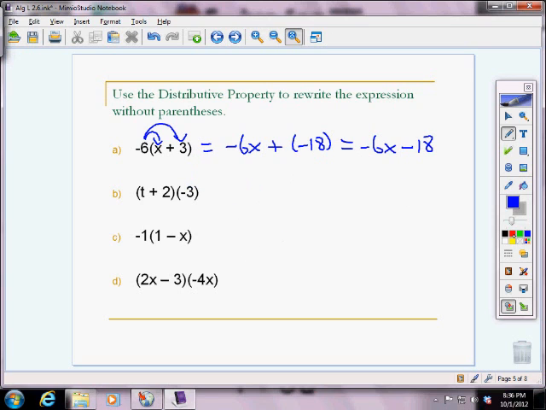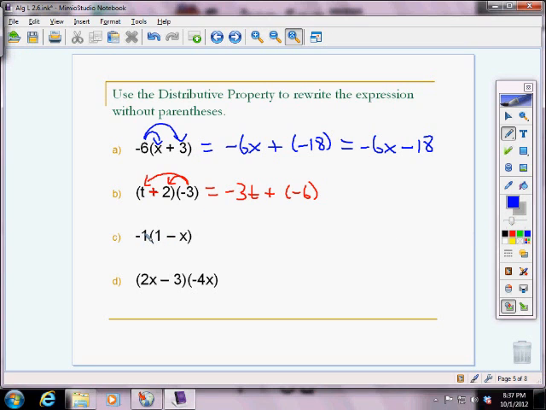Okay. Moving on, looking at this example, feel free to pause and practice any of these at any point, so if you want to see how you're doing. Negative 3 times t is a negative 3t, plus sign, negative 3 times 2 is going to be a negative 6.